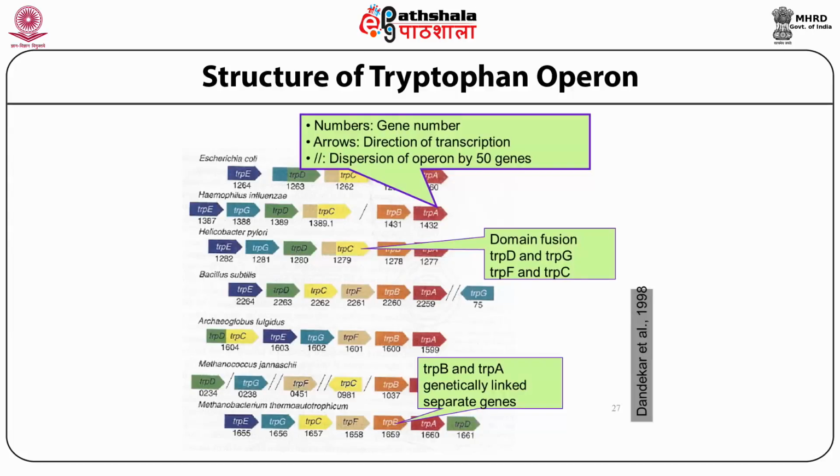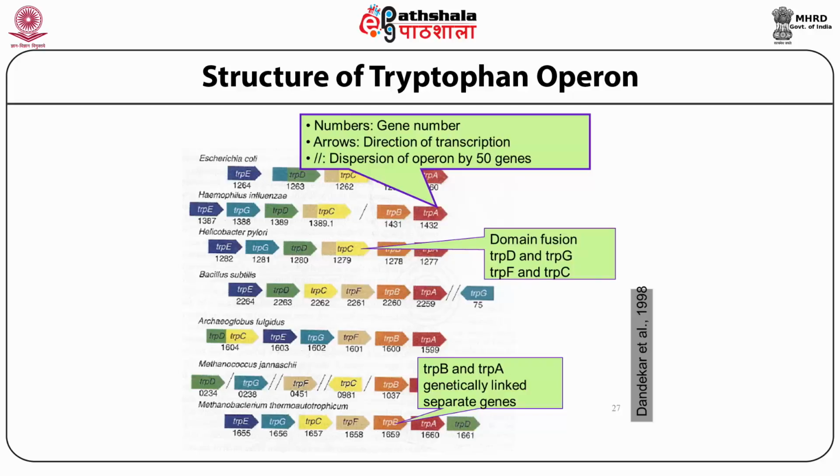You can see here the E. coli tryptophan operon in E. coli, in Haemophilus influenzae, in Helicobacter pylori, in Bacillus subtilis, Archaeoglobus fulgidus, Methanococcus jannaschii, and Methanobacterium thermoautotrophicum. So the number of genes and the arrow direction show the transcription direction of the operon.